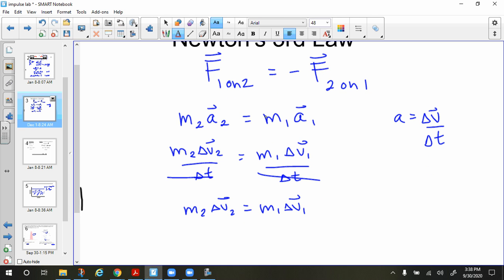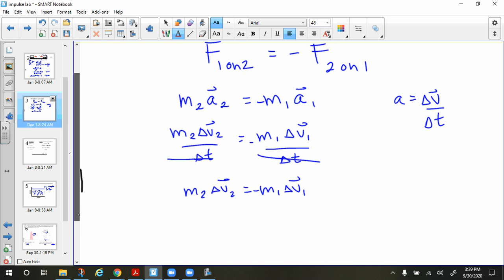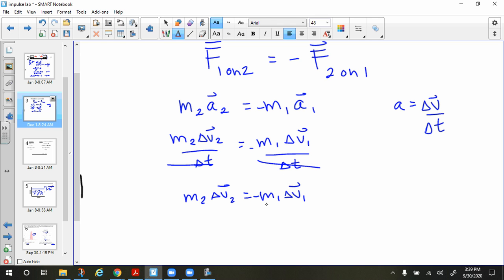Negative. I lost my negative sign. This is negative, this is negative, this is negative. So I lost my negative sign. Did you see that I lost my negative sign? Hopefully you were thinking critically about what I was saying and you saw that.